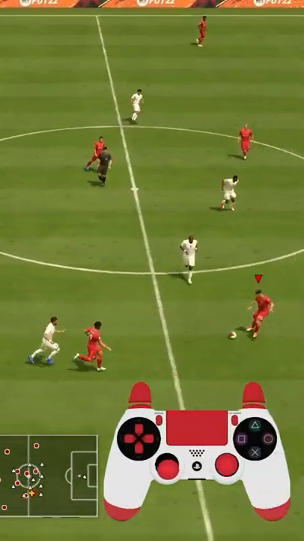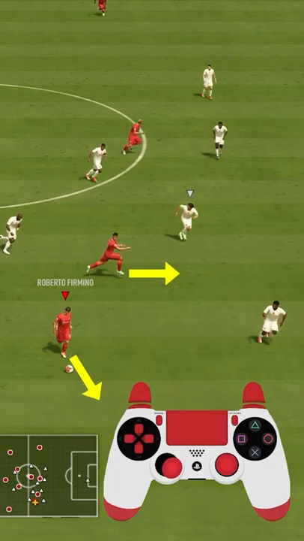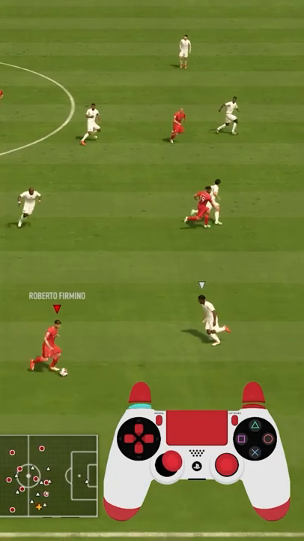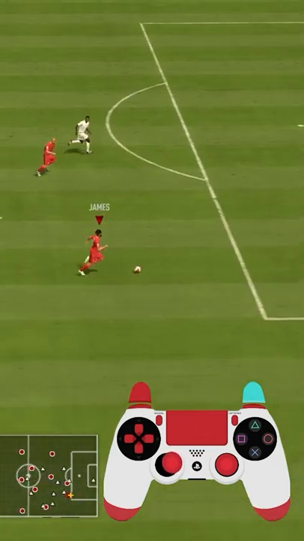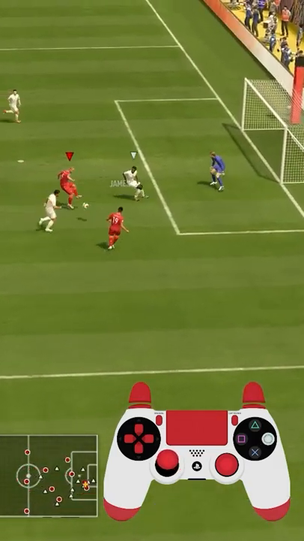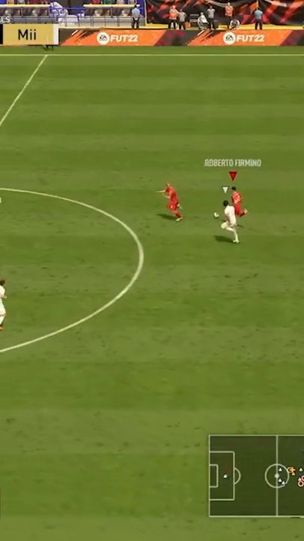First one is the angle you create. You want to run diagonally towards either one of the sides, away from the potential receiver. That way you get a much wider angle for the pass, and it will be harder for the opponent to defend it. The second point is of course the timing of the pass.